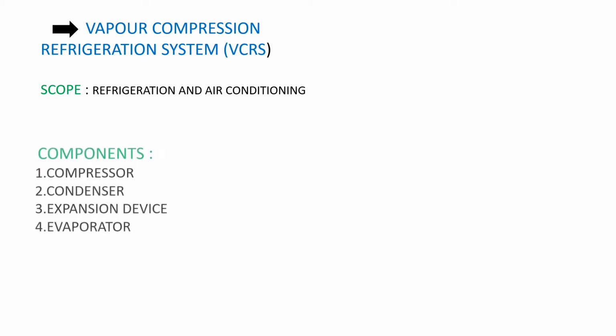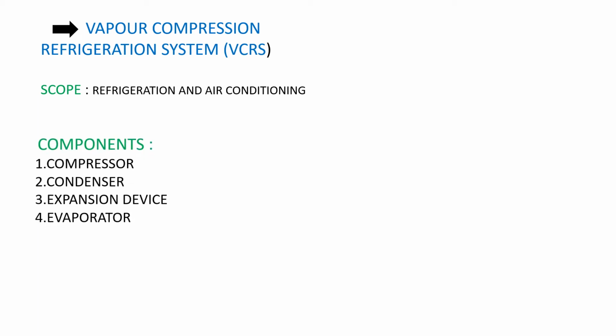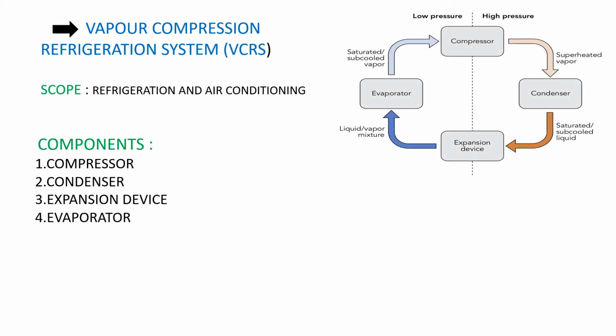The next is the components. The components included in this VCRS cycle are the compressor, condenser, expansion device and evaporator. The VCRS cycle is made up of these four components. This is about the VCRS cycle, how it works.